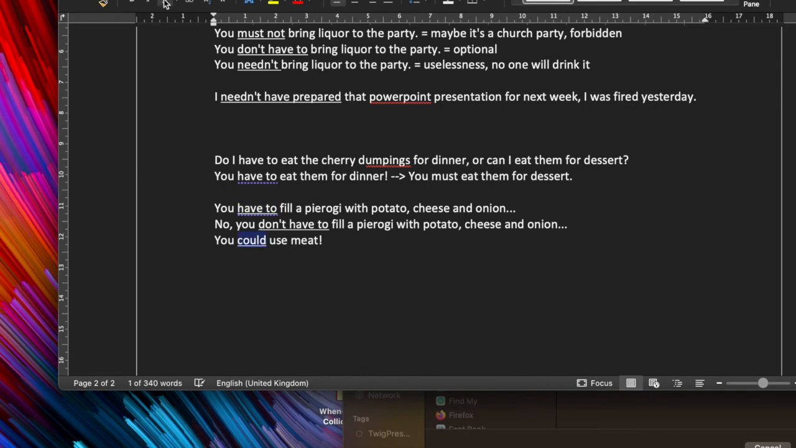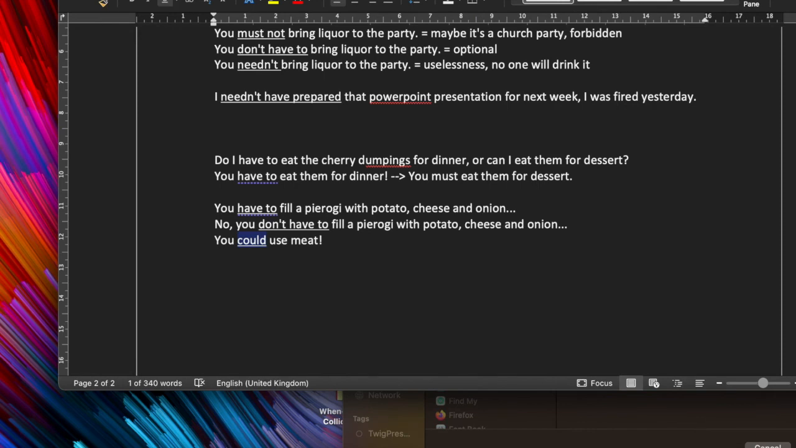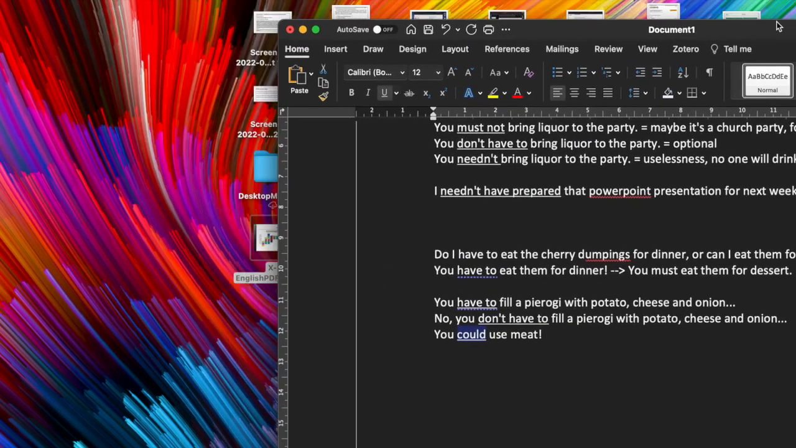So with recipes, there's a big range of when you have to do something, when something is optional, when you definitely can't do it because you'll ruin your recipe. Recipes are a great place for all of these.